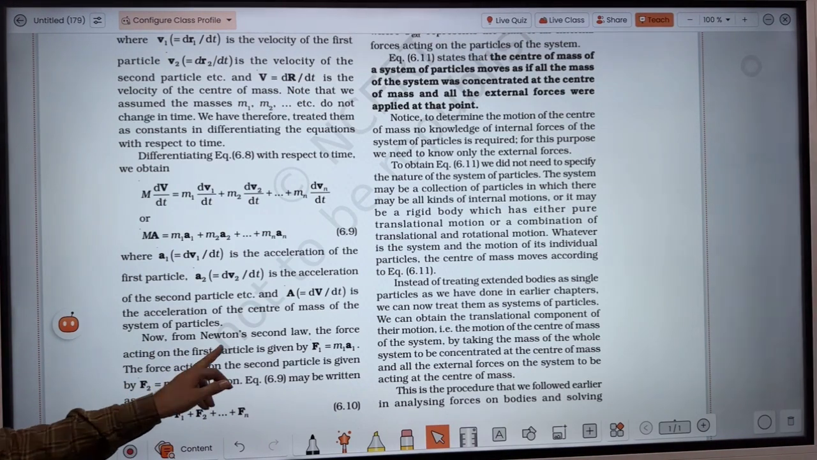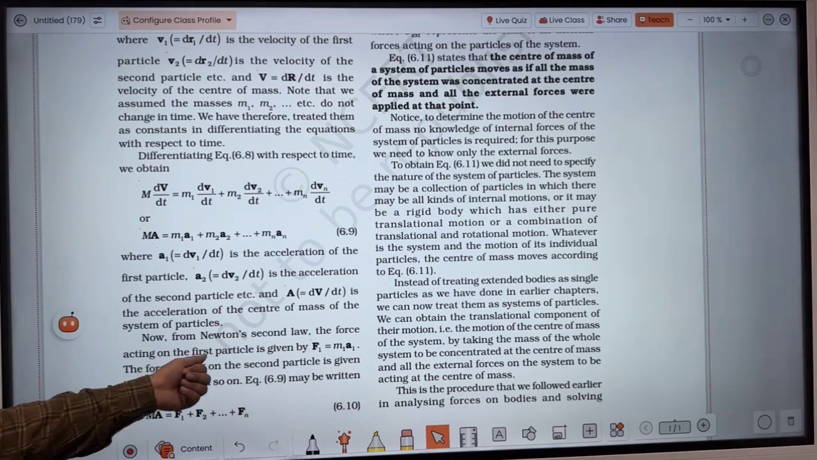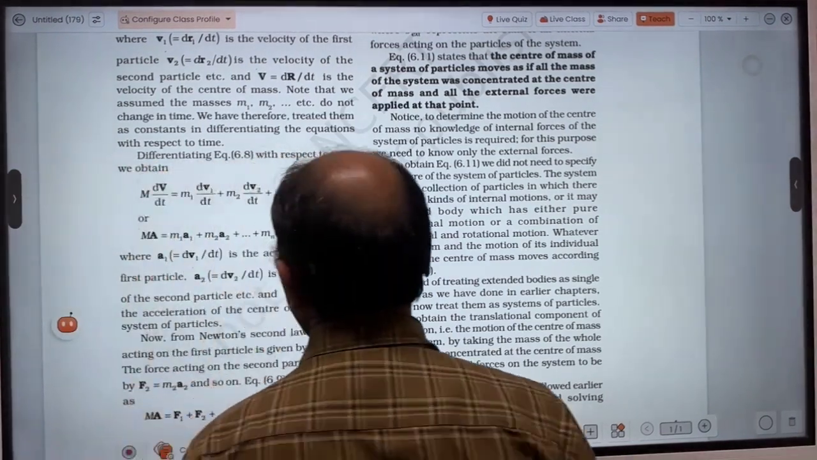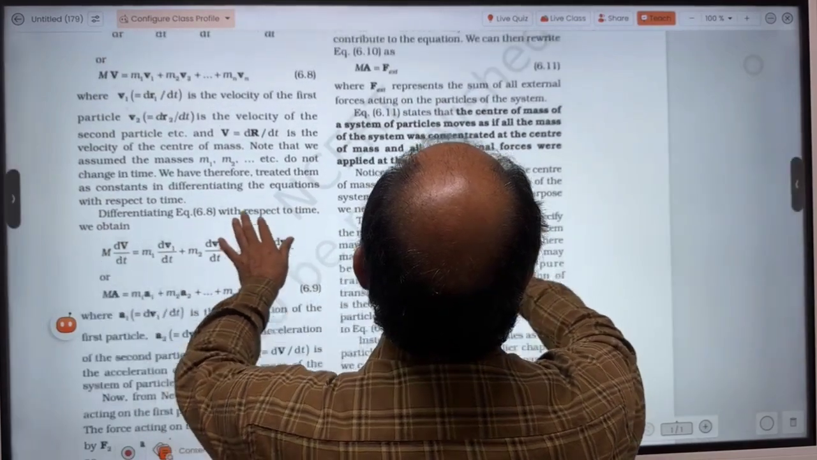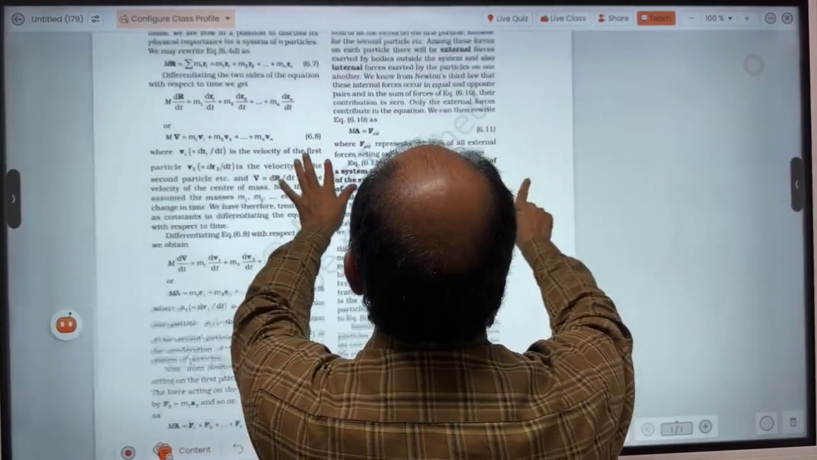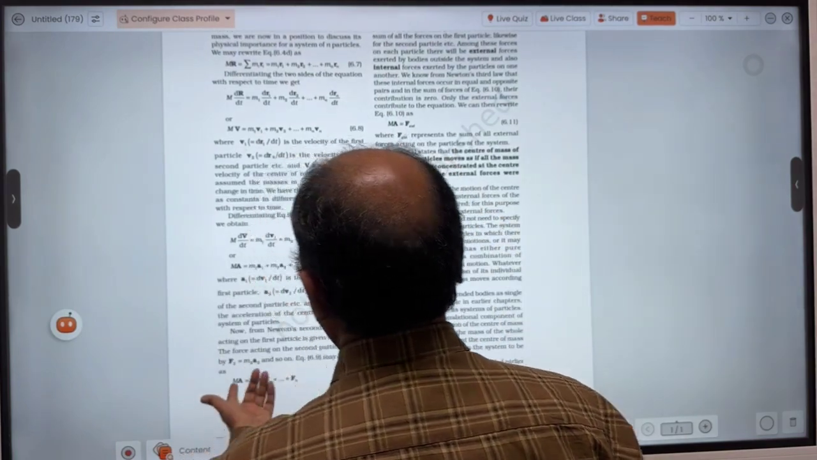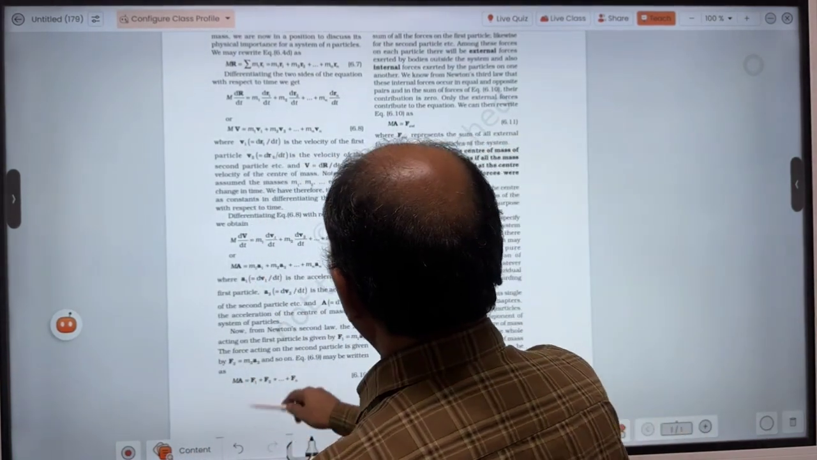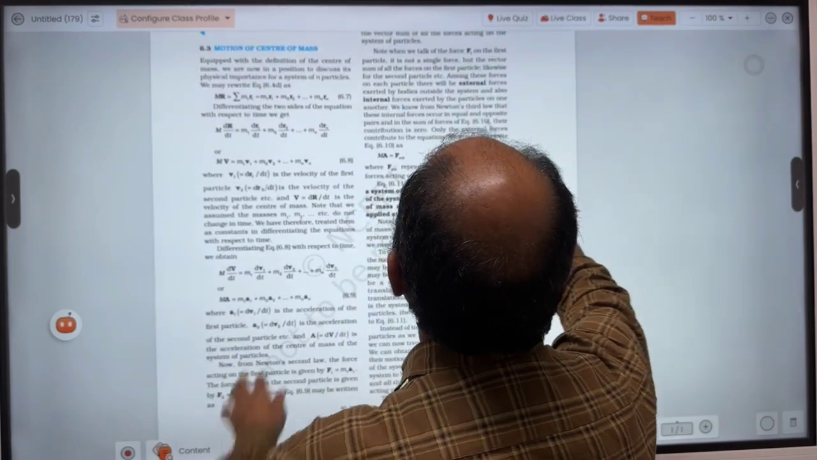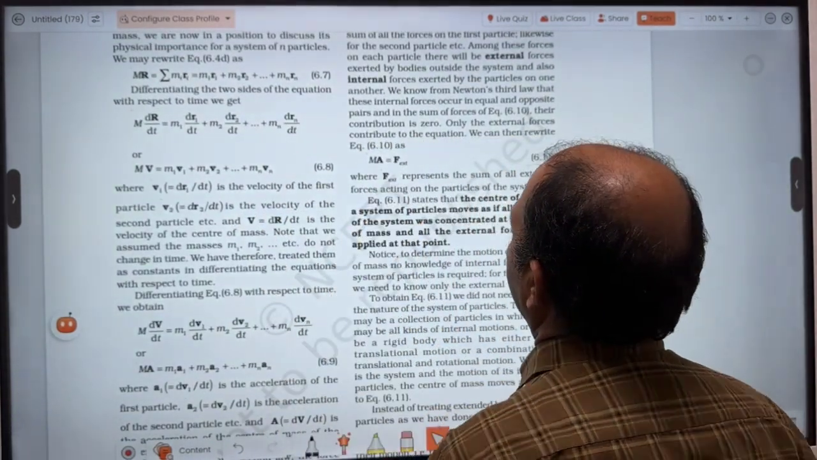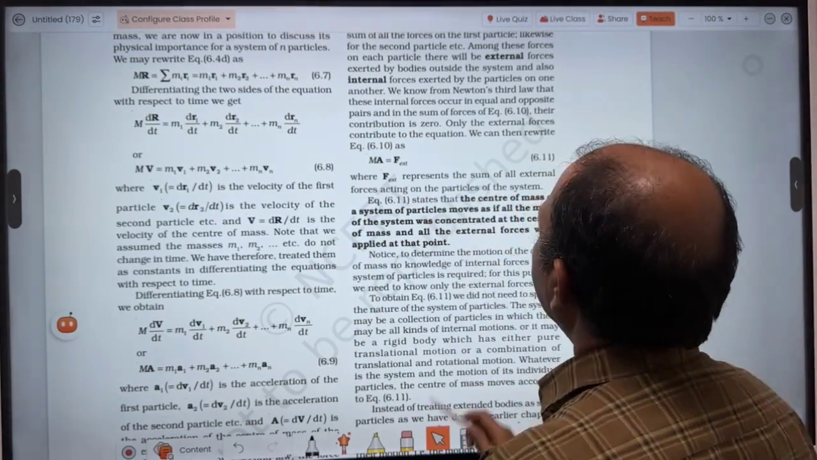So we can say from Newton's second law, the force acting on the first particle is given by F1 equal to m1 a1, similarly for m2 a2 and so on. So we have got the final expression that ma equal to F1 plus F2 plus Fn. Up to here I think there is no problem, and if we find the sum of these forces, they will be equal to the external force applied. So we can write ma equal to F external.